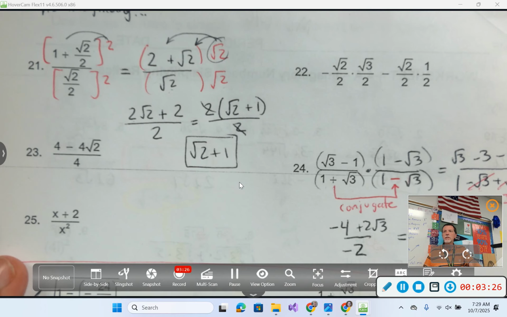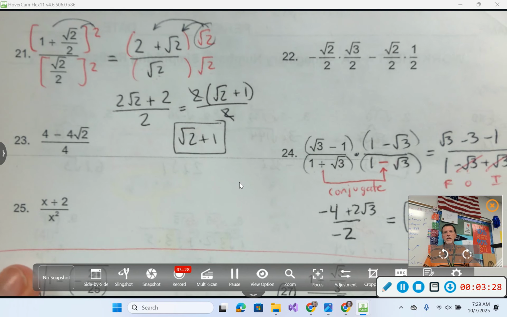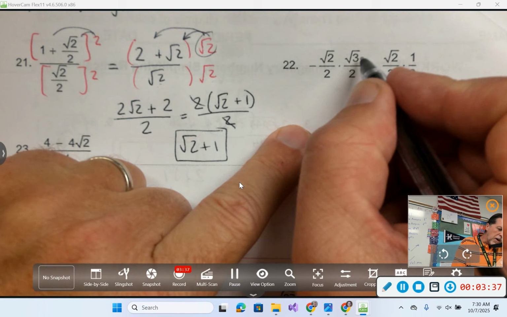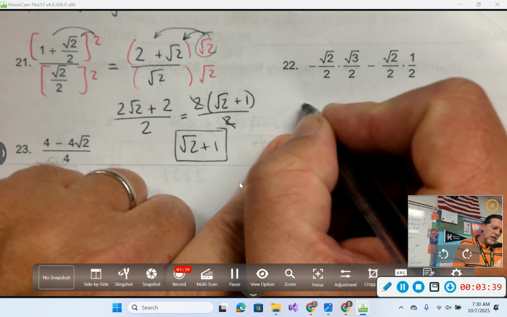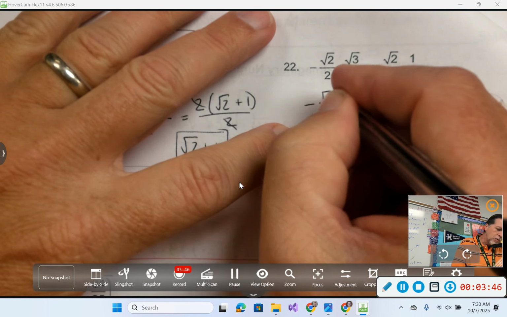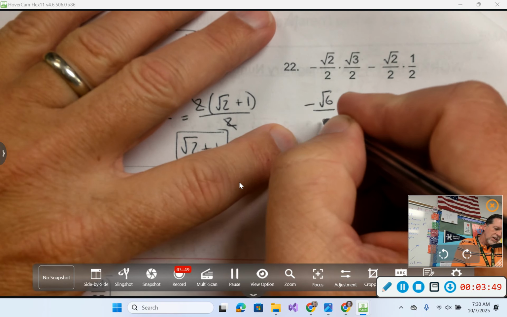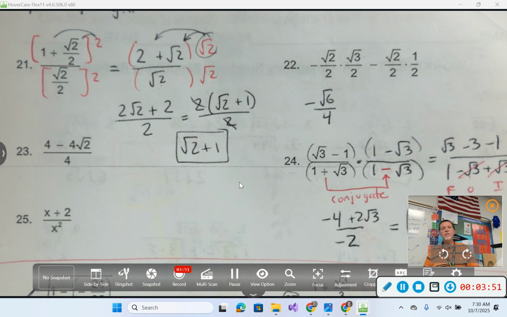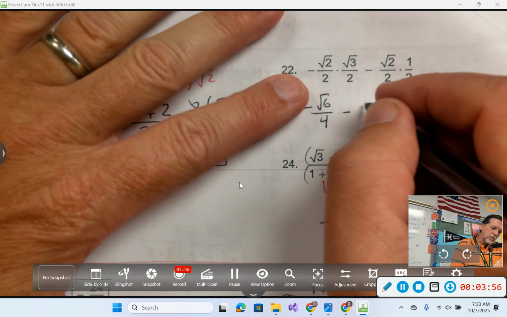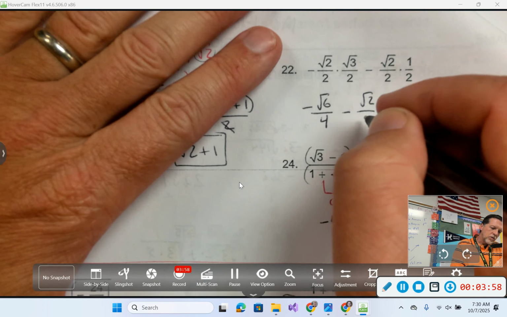Anything else on 21? 22 is just about how to multiply fractions. Well, we'll have to subtract in a minute, but let's multiply first. So when you multiply fractions, you multiply across. What's root 2 times root 3? Root 6. And what's 2 times 2? 4. So that wasn't bad. And then the other one, root 2 times 1 would be root 2. 2 times 2 is still 4.